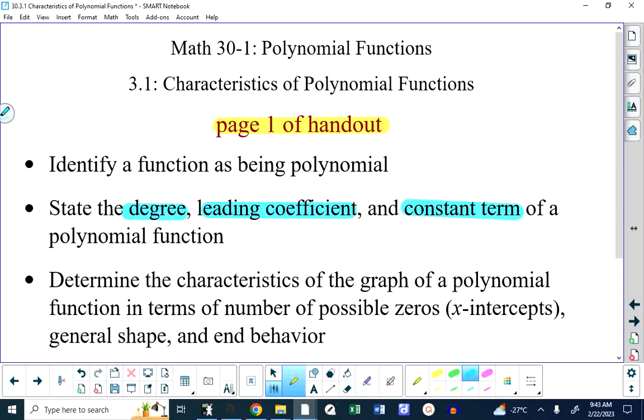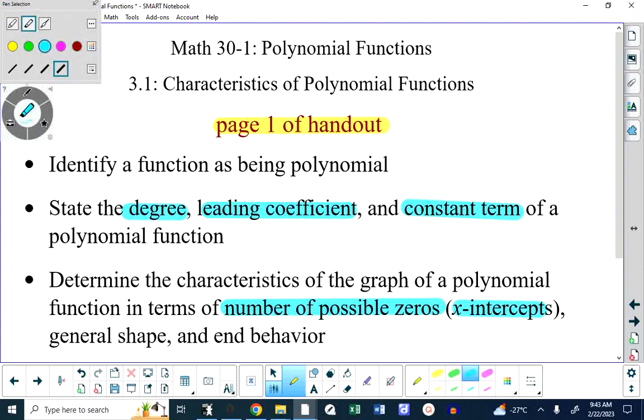And we're also going to be looking at what these graphs look like in terms of the number of zeros, or x-intercepts. So polynomial functions cross the x-axis sometimes. And knowing how many places they cross the x-axis is knowing how many zeros there are for the function, which is important. I want you to notice, though, this word possible.